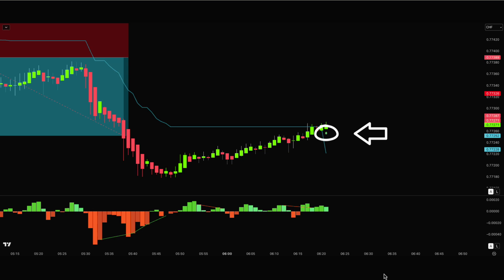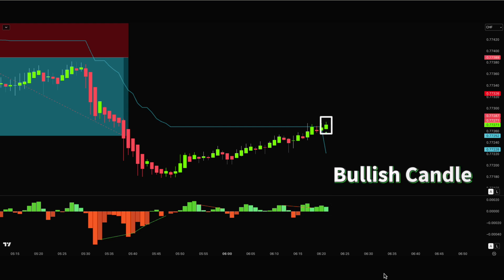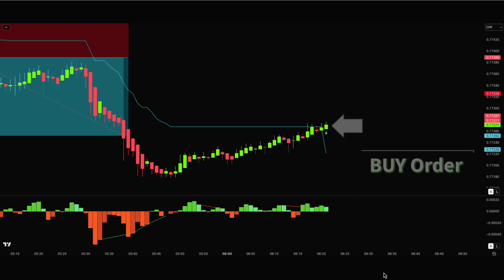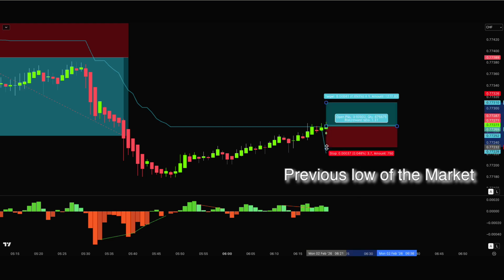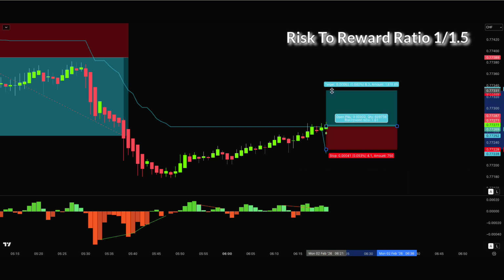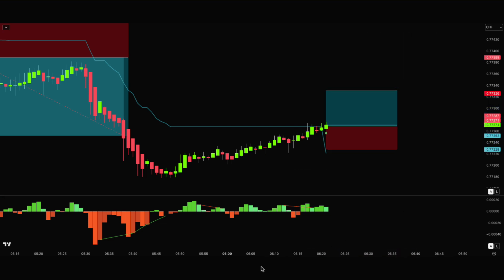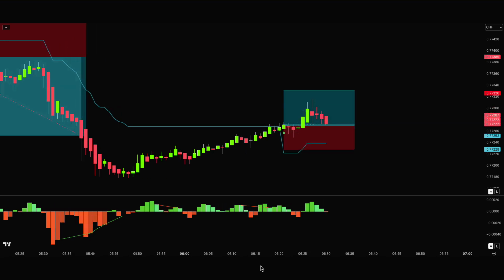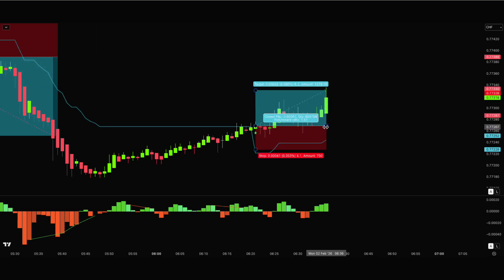Here, the Trend Sniper V2 arrow up is a buy signal. Here, the triangular momentum shows green columns. Here, the market has made a bullish candle to give confirmation. So all our conditions are being fulfilled, so we are placing an order to buy. Our stop loss is to be placed at the previous low of the market, and the risk to reward ratio will be 1:1.5. Let's see what happens to our trade. Our trade is running in profit. We have won the trade. Let's find the next trade.